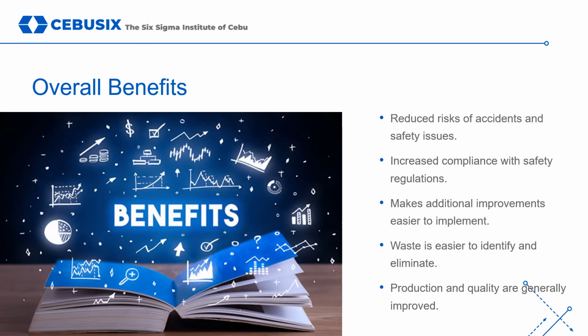There are countless benefits to using the 5S methodology in any organization, and all of them are good. They all translate to increased profits and customer satisfaction, which are the overall goals of Lean Six Sigma. The most common benefit of implementing 5S is the reduced risk of accidents and safety issues, which helps to increase compliance with regulations from organizations such as OSHA.